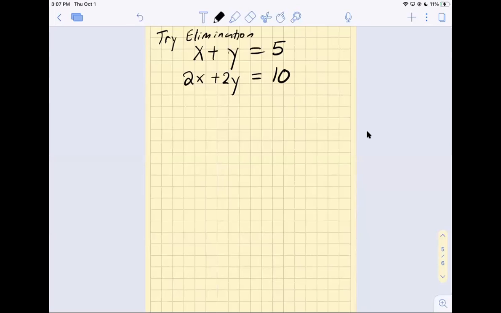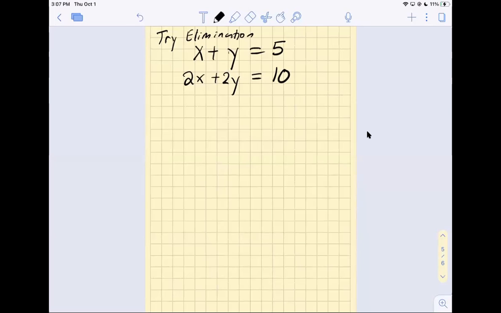Anyone want to volunteer elimination? We can just walk through the example, even if you haven't done it. Multiply the first equation by -2. Excellent. If you don't like to multiply by a negative, you could do subtraction instead, whatever you like to do.